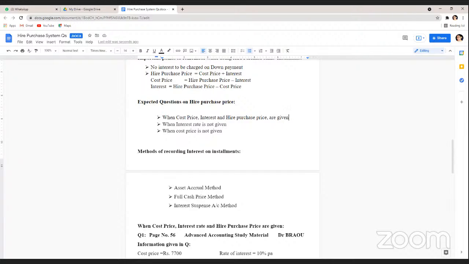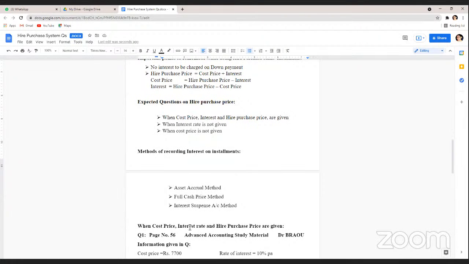Okay. The next one is when the interest rate is not given in the question. If you are not provided with the interest rate, how do you show it? And when the cost price is not given, you may be asked to pass journal entries and show your workings, or sometimes it may not give you the interest rate and ask you to pass the journal entries and show your workings. A simple problem is when all three are given and you are asked to pass the journal entries.